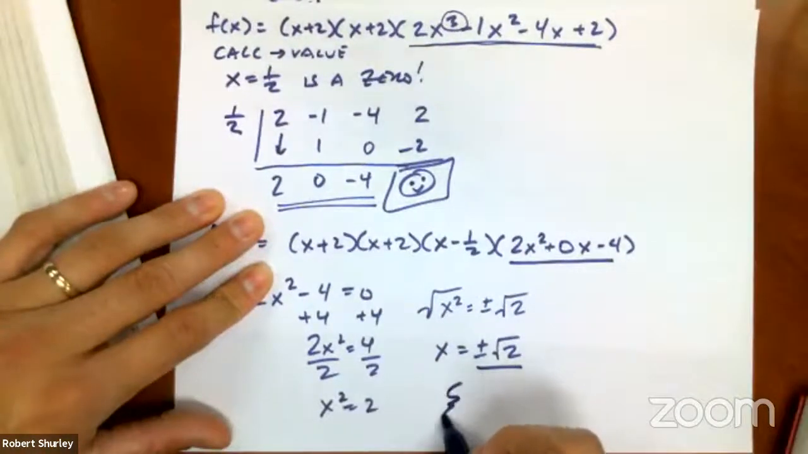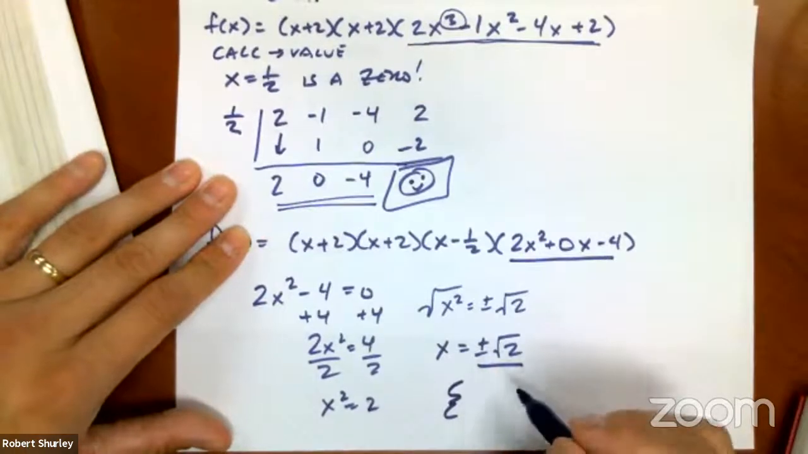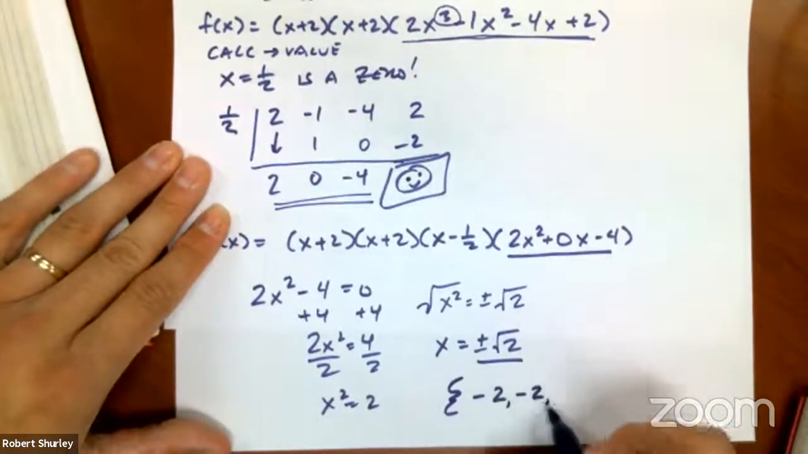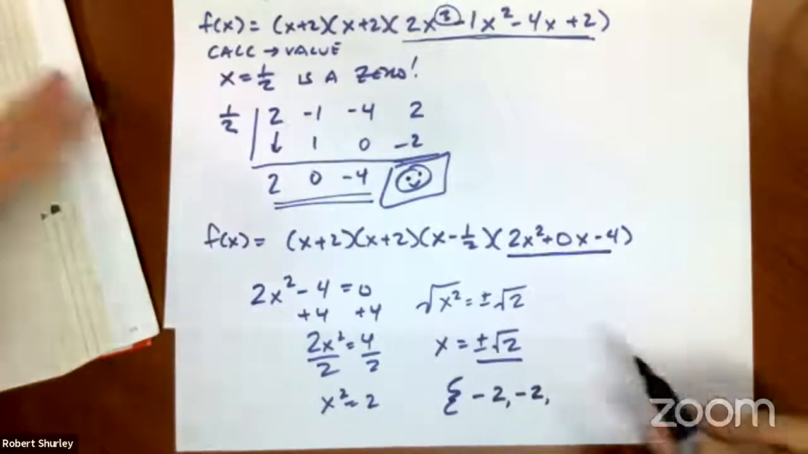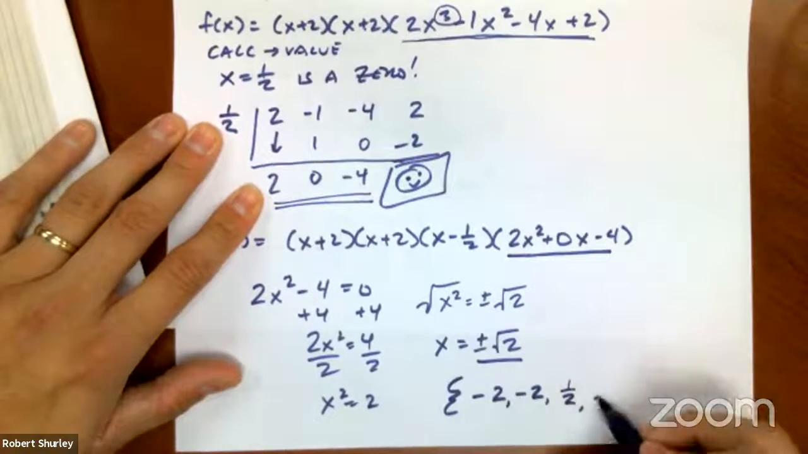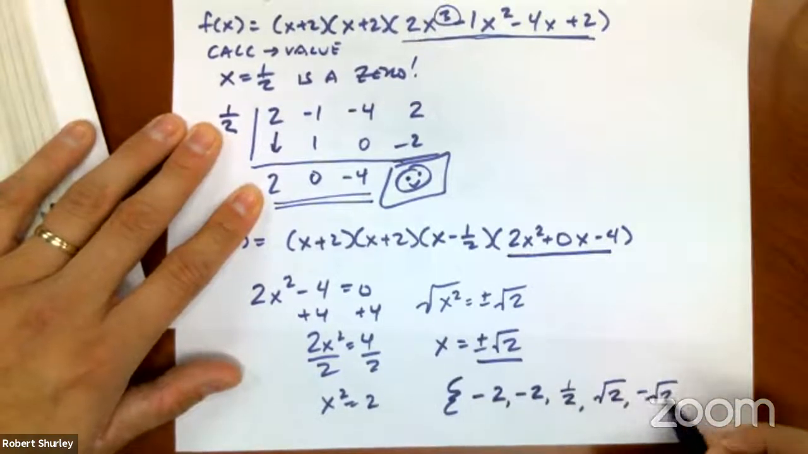So the zeros here are, okay, negative 2. It happened twice. You're more than welcome to write it twice. The test won't. So it'll just say negative 2, positive 1/2, the square root of 2, and negative square root of 2.